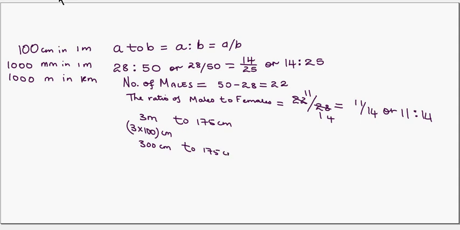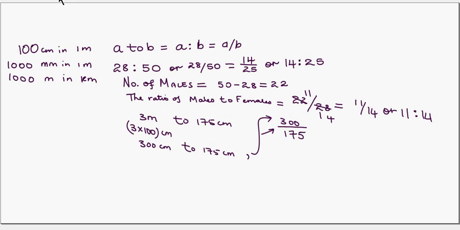to 175 centimeters. Like that. And if I want to express that as a ratio, it will be 300 over 175. Because if we review what they asked us to do, they said to express 3 meters to 175 centimeters as a fraction in its lowest terms. Is this fraction in its lowest term currently?